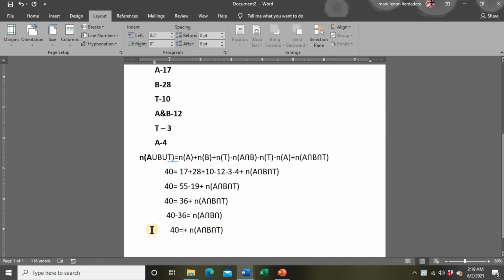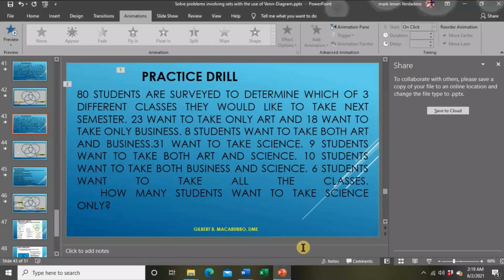Balikan natin. So we have 4. So therefore, the intersection of the 3 numbers is 4. So we can now express that, or we can now solve it to Venn diagram.